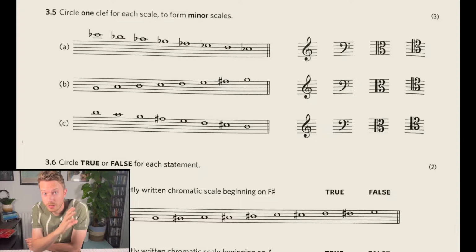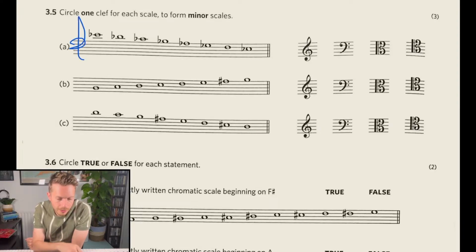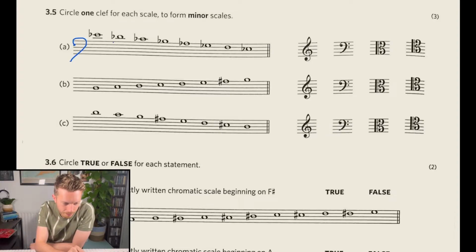I just mentioned what the 6 flat minor scale is, and that is an E flat minor scale. So we want to find the clef in which this is an E flat. If this was a treble clef, that would be a C flat, so that's wrong. If this was the bass clef, then that would be an E flat.